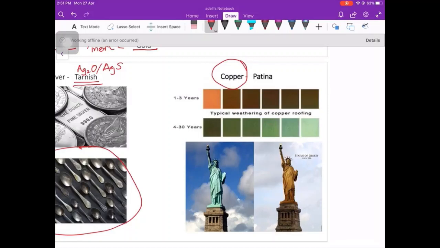The next material is copper. When it oxidizes, it tends to form patina. This is the original color of copper, but slowly, over time, it changes to a very dark brown, black color, and after 4 to 30 years, slowly turns green. We call this copper patina.